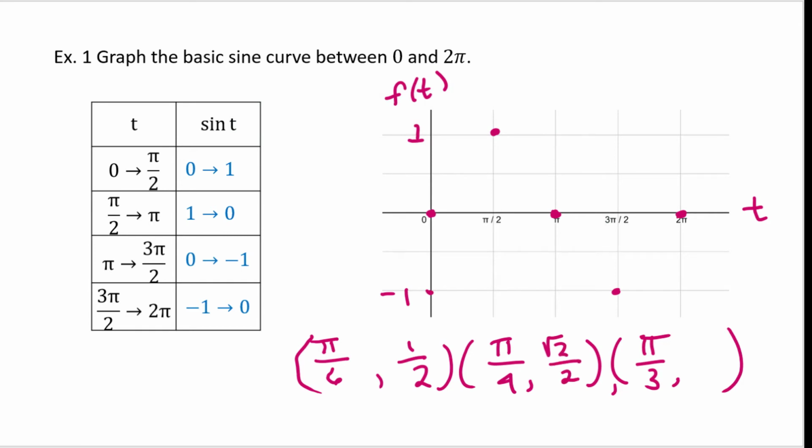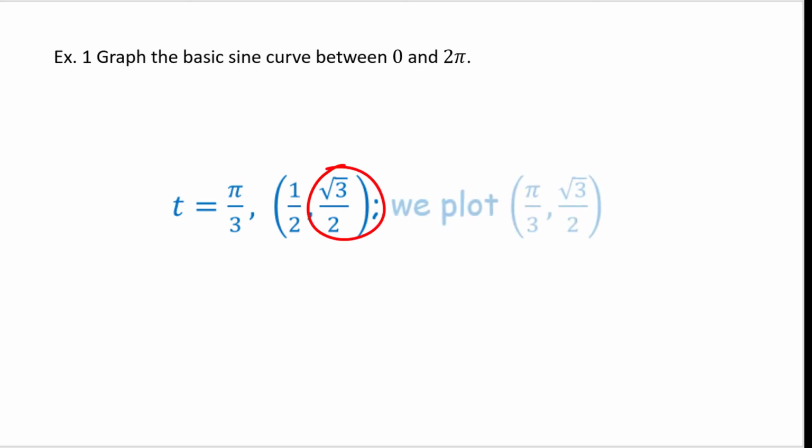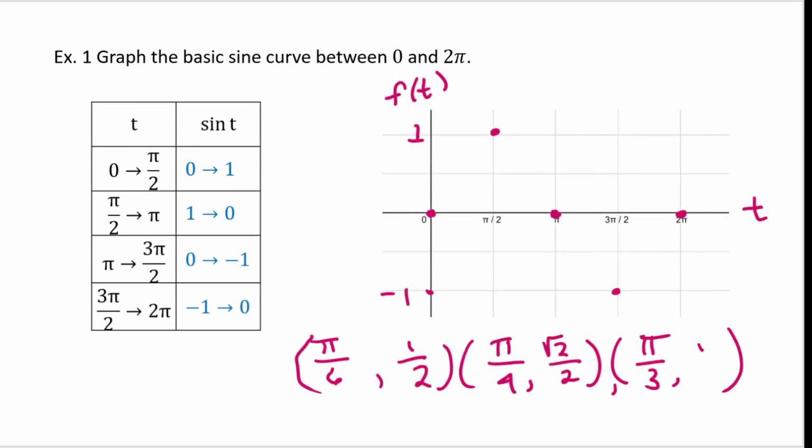And then finally, let's go to pi over 3. At pi over 3, or the distance of pi over 3, the point on the unit circle is 1/2 square root of 3 over 2. We want the corresponding y value for the sine. So the ordered pair that we will have is pi over 3, and the sine of pi over 3 is the square root of 3 over 2.